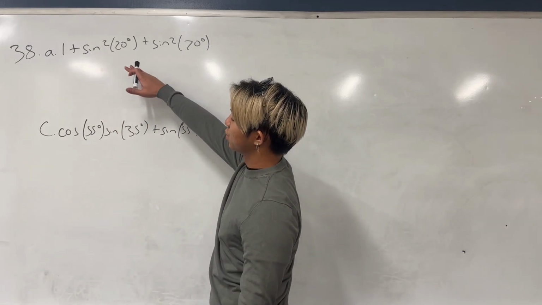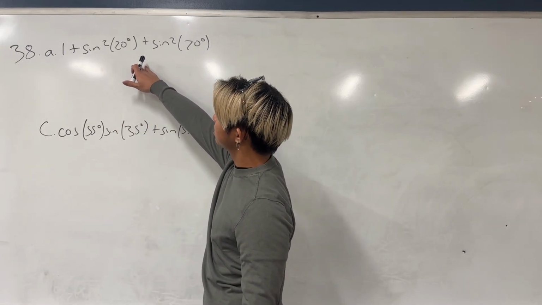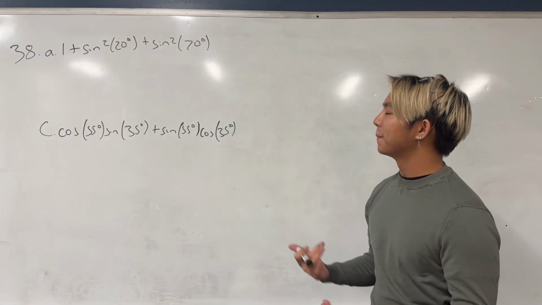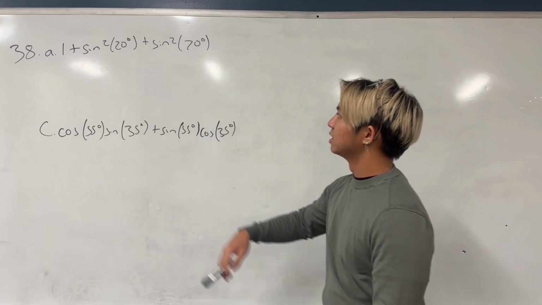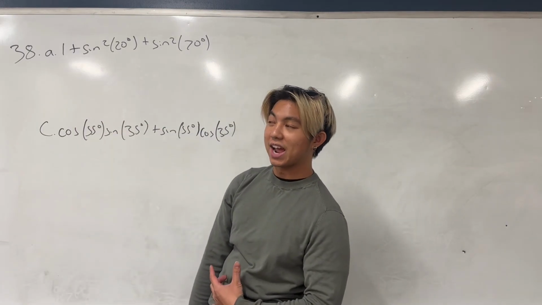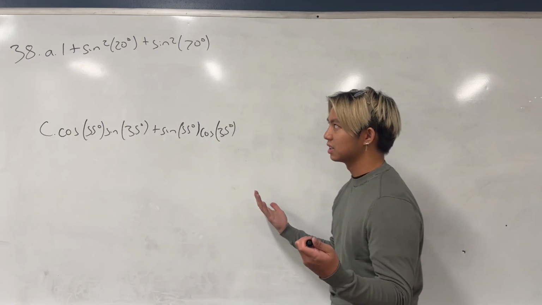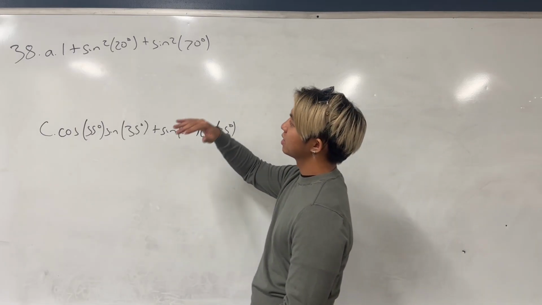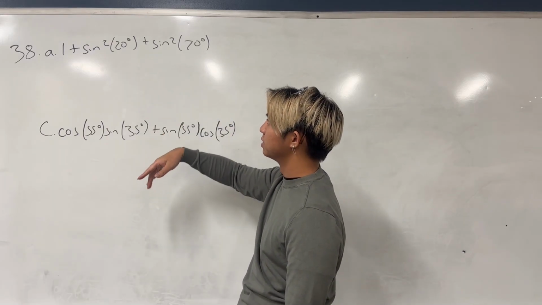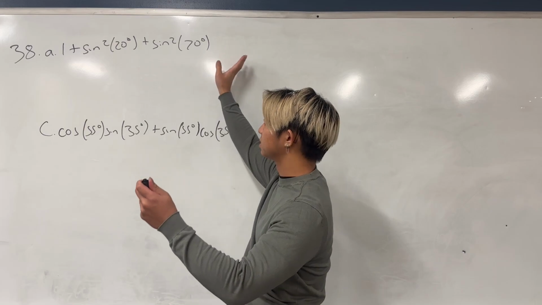Yeah, that's fine. Okay, so for 38a, we have 1 plus sine squared of 20 degrees plus sine squared of 70 degrees. Okay, so what do we notice, right? We have sine 20 and sine of 70, right? If we were to add these up, what would they get us? It would give us 90, right? But, you know, we can't just add angles like this, right? But we can change one of them to have something else.